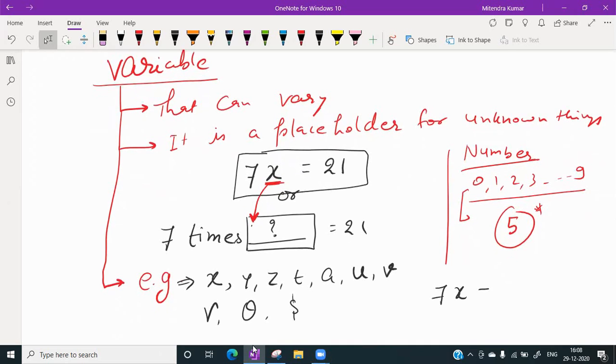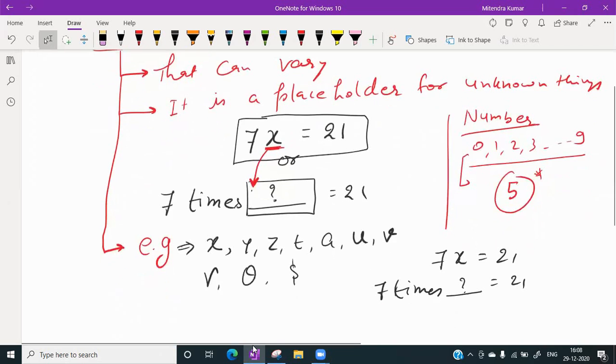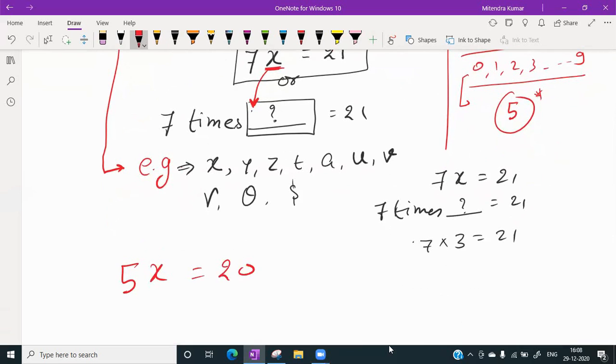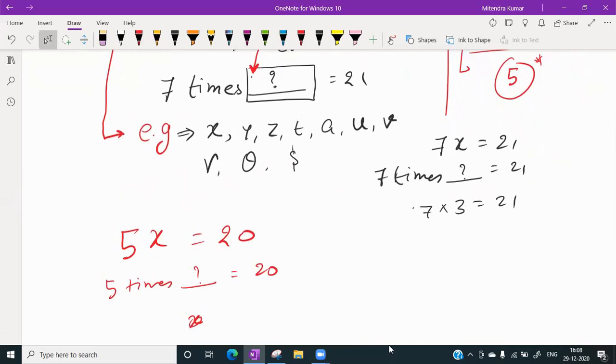That means अगर मैं एक क्वेश्चन यहाँ पे, जैसे मैंने ये क्वेश्चन दिया कि 7x is equal to 21. So if I ask you what is 7 times what gives 21, so anyone can answer, right? 3. 7 times 3, that gives 21, right? Same question I ask you, what is 5 times what gives 20? So you will answer, sir, 5 times 4. So here x will be 4.